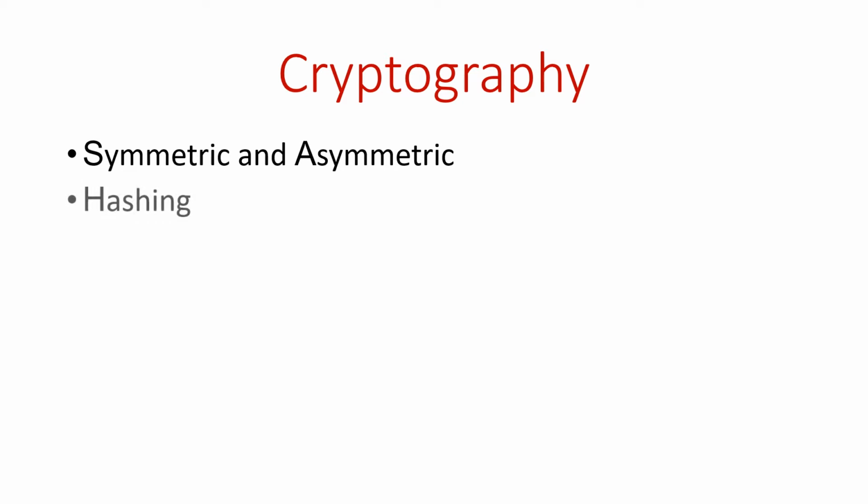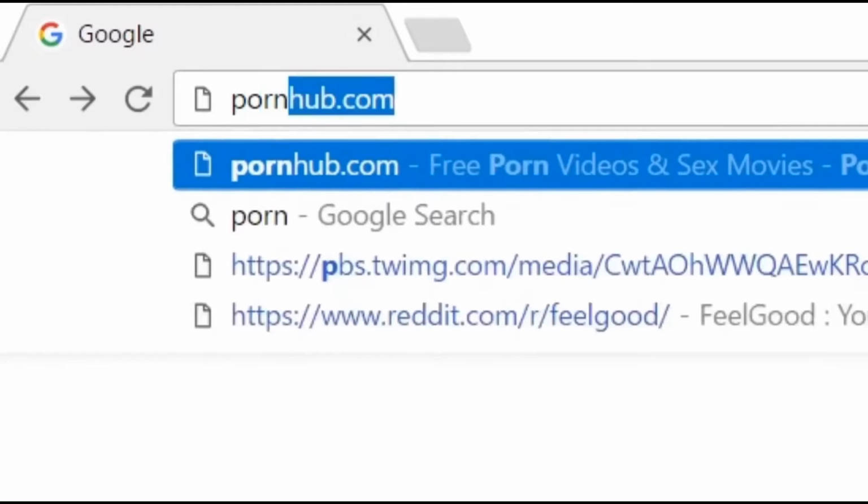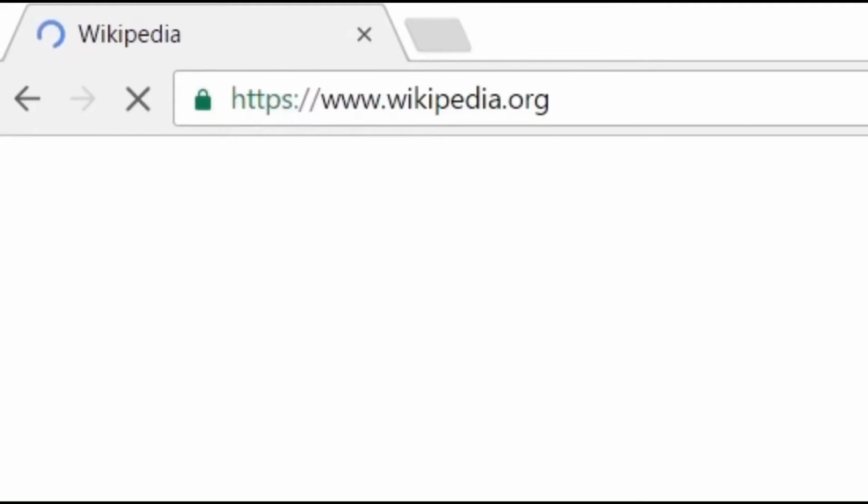About cryptography, today we will learn about symmetric and asymmetric encryption, hashing, application of encryption, and AES. The resource I've used to research these came from Wikipedia.